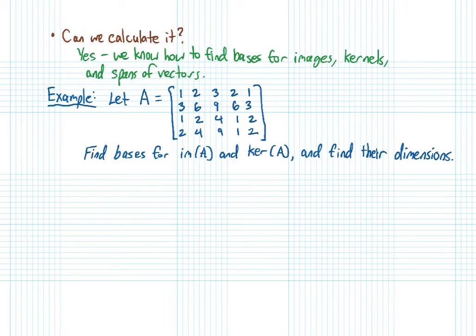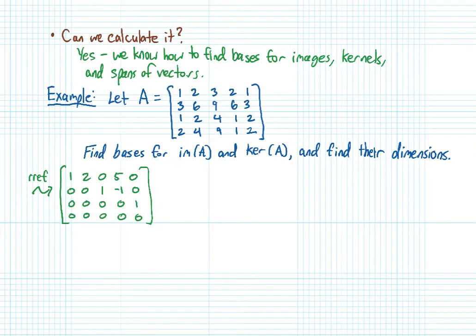Here's a matrix A, and the question would be to find bases for the image of A and the kernel of A, and then to find the dimension of the image of A and the kernel of A. So for both of them, the first step is to put A in reduced echelon form. And so here is the reduced echelon form according to Wolfram Alpha.